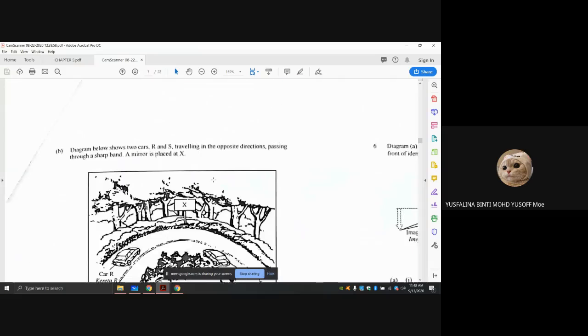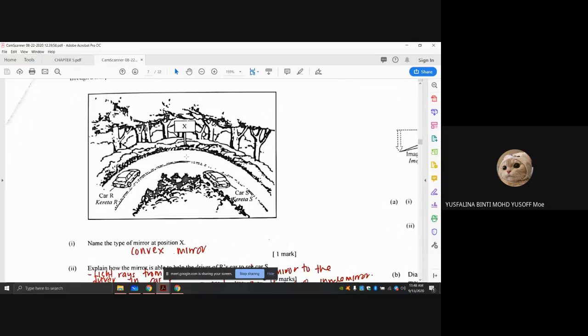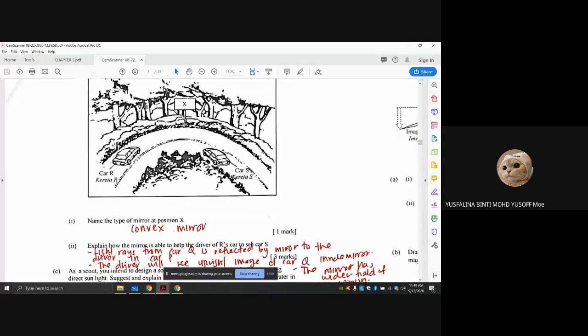Right, the next one is: two cars traveling in opposite directions passing through a sharp bend. A mirror is placed at X. What is the name of the type of mirror at position X? This one is a convex mirror, because the convex mirror has a wider field of vision, right?